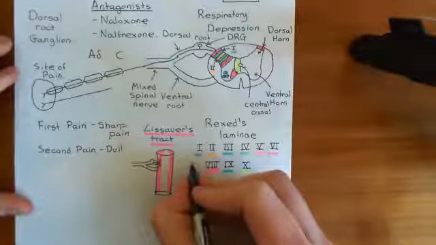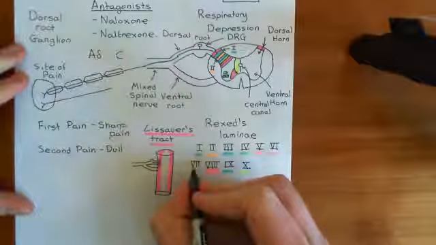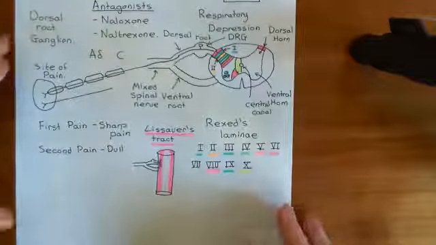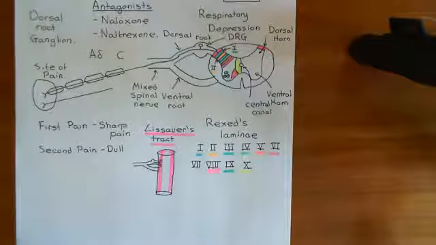So I won't try and colour that in because it will just ruin the picture. So all of this portion here is then Rexed lamina 7. Right, so those are the ways that the grey matter of the spinal cord is divided up into Rexed laminae.